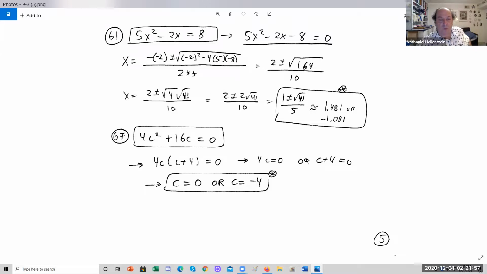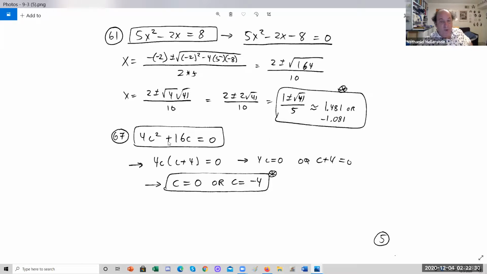164 is 4 times 41. Take out the root 4, and that comes out as 2. So 2 plus or minus twice root 41 all over 10. Cancel a factor of 2 throughout, and you get 1 plus or minus root 41, all that over 5. Now, this particular problem in the book asked for the answer to 3 decimals. So when you do that, you get 1.481 or -1.081. In general, I'd prefer to see the exact solution for all answers, but when the book says to give the approximate answers, we do give those as well.